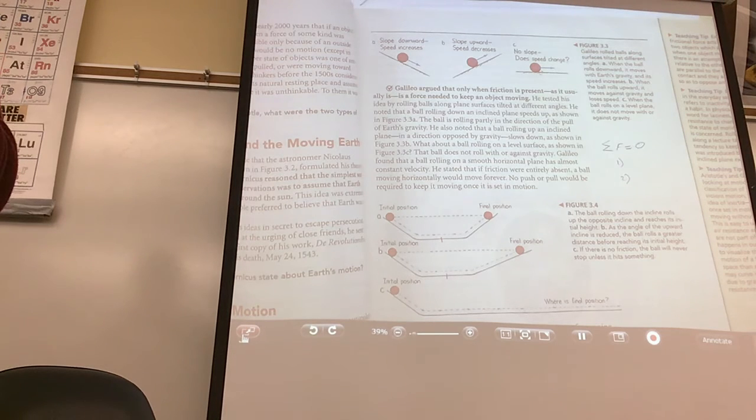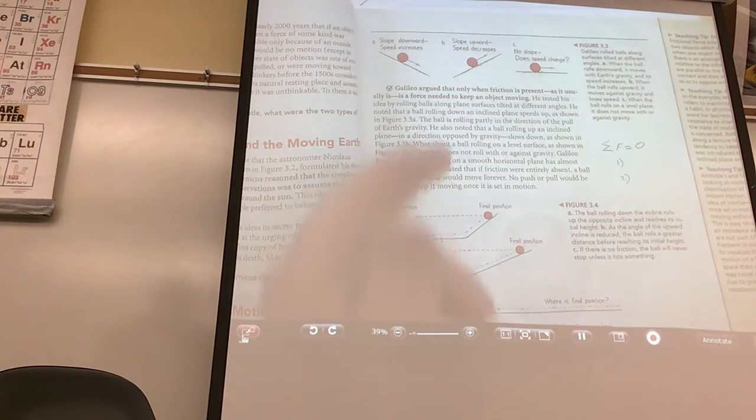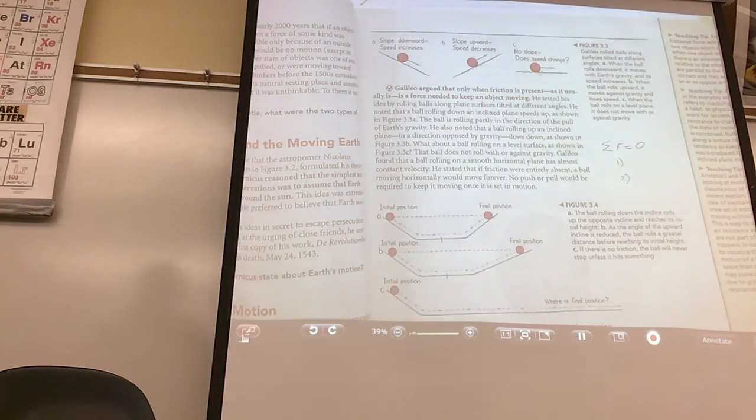It can't speed up and it can't slow down. So what's it going to do? It's going to keep moving at the same speed. There's no tendency to slow down. There's no tendency to speed up. If you're in a straight line and you're moving, you have a tendency to keep going at that speed.